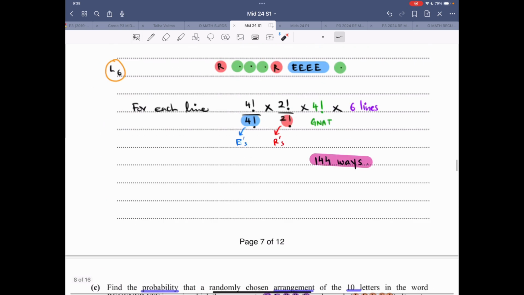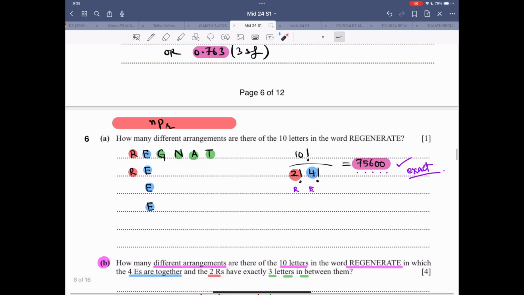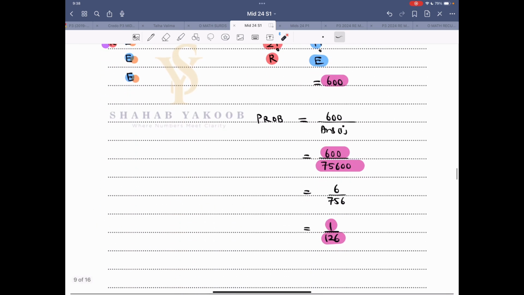Answer of part 1, which is without any restriction, that is 75600. So 600 goes at the top, that is the numerator. 75600 goes at the bottom, that's the denominator. This is 6 over 756, 1 over 126. That is the exact answer. Leave it as it is. No need of decimals.